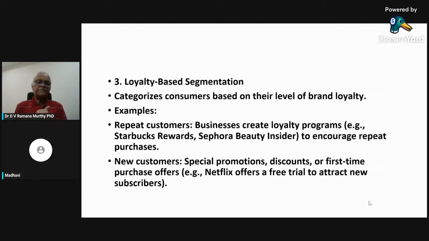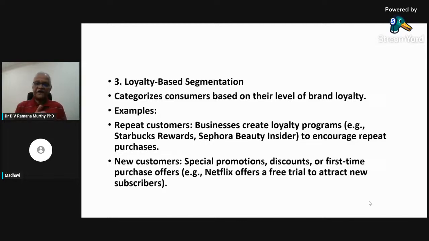So to encourage repeat buyers, because of the brand loyalty, you can give some price discount or some advantage. And the second category, what we said, is new customers. In order to attract new customers more and more for your product, you have to draw up some special promotional campaigns, give some price discounts, first time purchase offers, whatever. Say, for example, Netflix offers a free trial to attract new subscribers.